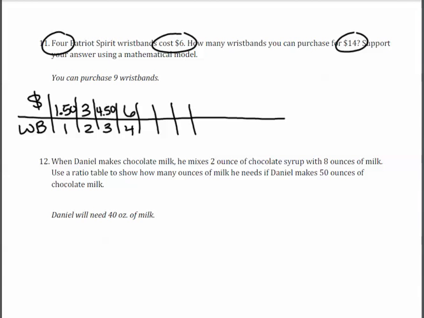So let's start by continuing our wristbands this way. 5, 6, 7, 8, 9, 10. We'll stop here and we'll see what we can do. I know if I double this, I get 8. So it would cost me $12 for 8 wristbands.